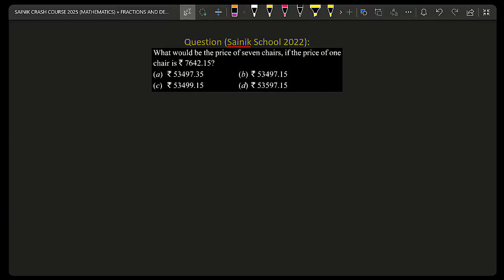Harshvardhan, can you give the answer? Yes, sir. 7,642.15 into 7. One share cost is given and we need to find the cost of 7 shares. So simply we can do multiplication, right? Yes, sir. 7642.15. But I think there is no decimal. Can I remove the decimal and find the product first? Yes, sir. Can you tell me how to solve this?